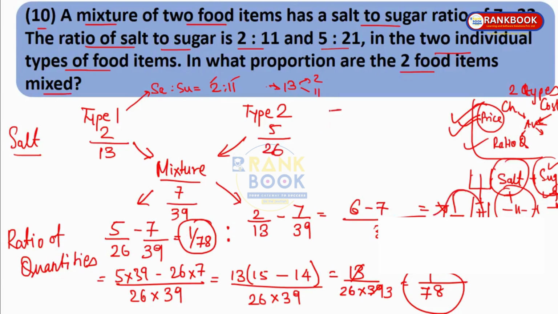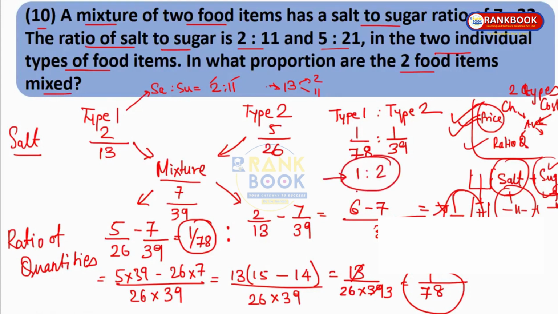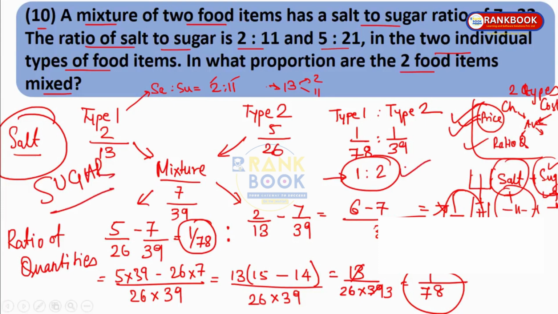So what is the ratio of quantities of type 1 to type 2? 1 upon 78 is to 1 upon 39. Now we know 39 into 2 is 78. So let us multiply throughout by 78. What will you get? 78 upon 78, 1. 78 upon 39 is 2. So type 1 to type 2 must be mixed in the proportion 1:2. See how easily we got the answer. Instead of salt over here, you can anytime take sugar also. You will get the same answer, 1:2.